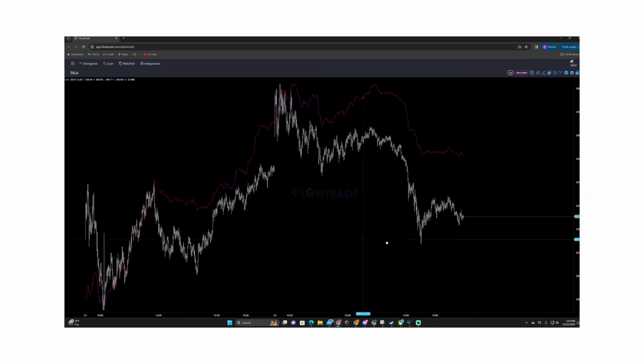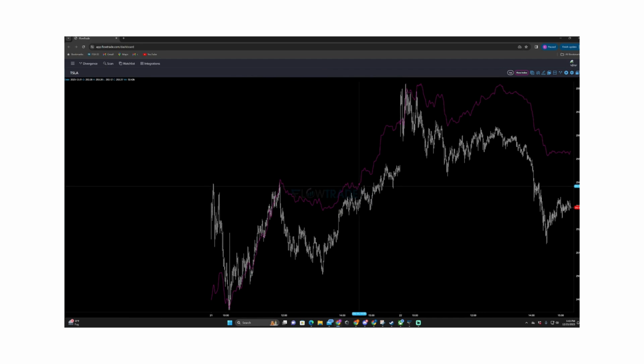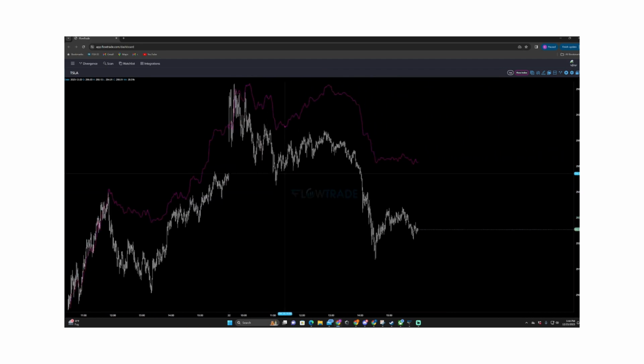Start to notice, okay, I want to get into this trade here. Am I getting confirmation or am I not getting confirmation? Also, when you get into a trade, you can use the flow index to give you continuation to tell you when it's time to get out.